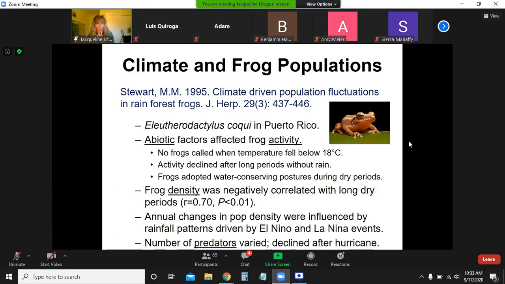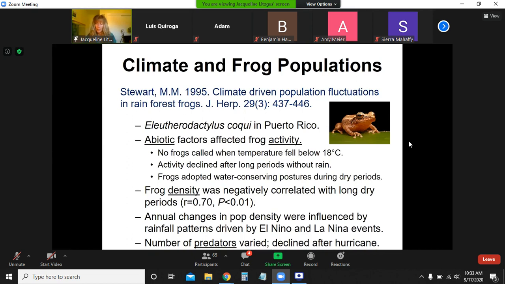Okay, so I posted two papers, one scientific paper and one more popular article on the D2L notes. And I wanted to talk a little bit about this one, this effect of climate on frog populations, because I think this paper is really, really cool for many reasons.